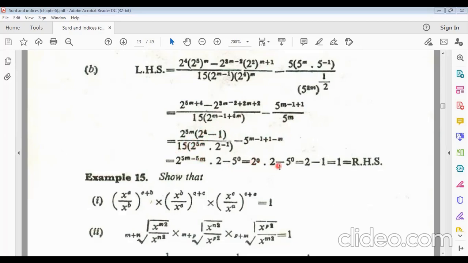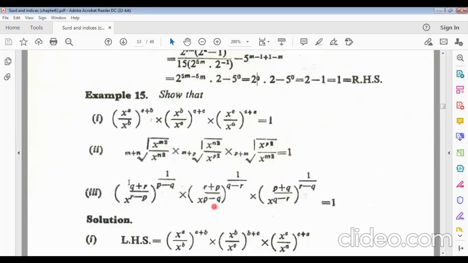2 to the power 0 into 2, this 2. And 2 to the power minus 1, what? 1 by 2. 1 by 2 means what? Only 2. 1 by half means 2. So we get only one result. And this example 15 will be homework for you. We have learned these types of maths in our previous class.